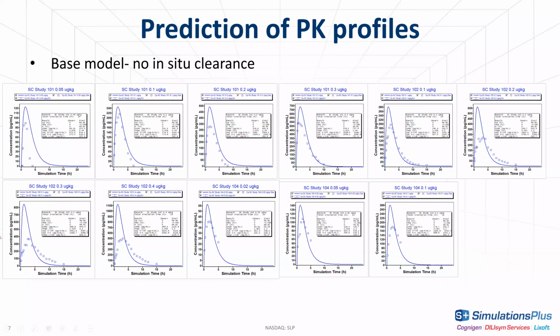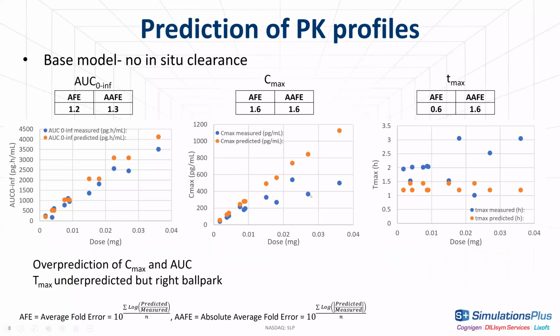If you look at it in terms of observed versus predicted, the AUC is slightly over-predicted, about 20%. The Cmax is 60% over-predicted. And this is especially true for the higher doses. And then the Tmax is in the right ballpark, but with 40% under prediction. So it's a bit too fast in terms of prediction, and it's a bit over-predicted.